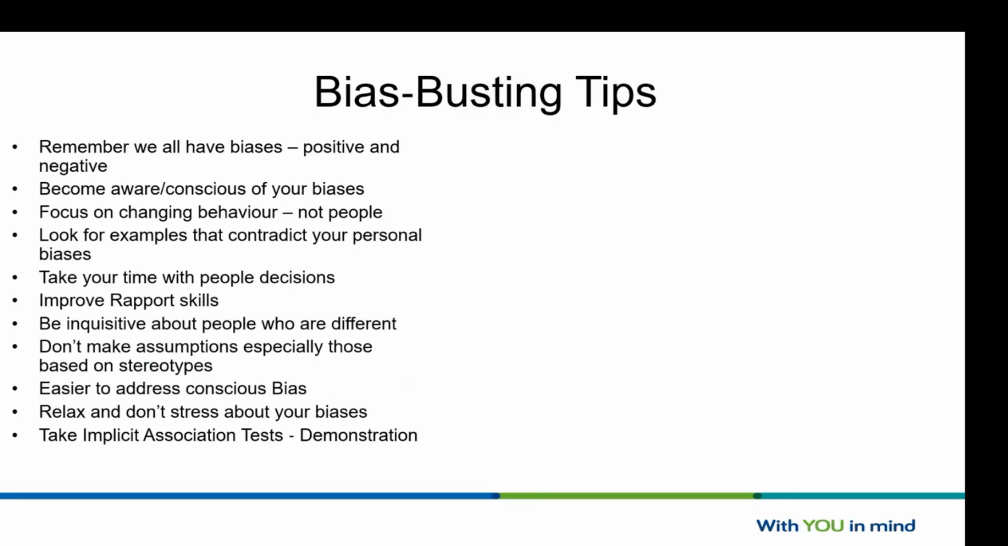So some bias busting tips that I've put up here. Look for examples that contradict your own personal biases or within your team. Take your time with people decisions, as I said earlier on, and be inquisitive about people who are different from us. What can we learn about this person that will help us to understand who this person is and what their personality is, because we don't want to make those kind of assumptions about the person. One of the best ways to do this within teams, guys, and I would like us to take this back into your teams, is to do an implicit association test within your teams, just to see if anyone within your team has any biases there.